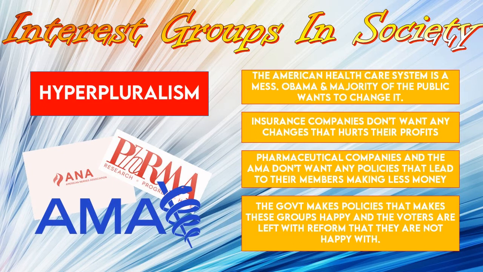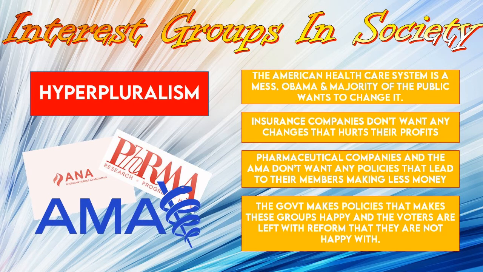So between insurance companies, pharmaceutical companies, doctor interest groups, all these groups work together to make sure that the bill that was passed didn't hurt them in any way. And so while the government made policies, they kept these interest groups in mind, and the voters end up left with a reform bill that people weren't really happy with. It didn't change much. It forced American people to purchase health insurance from a private insurance company.